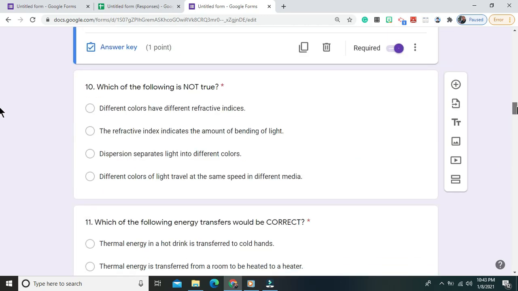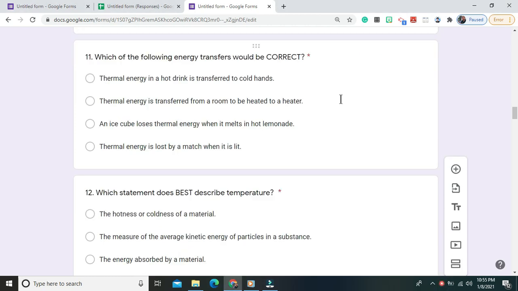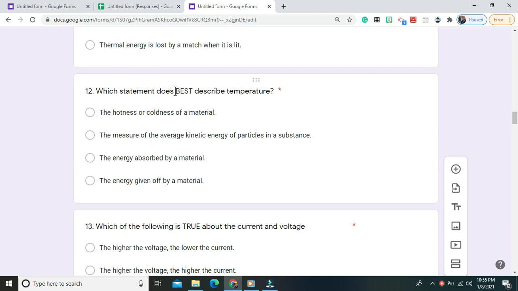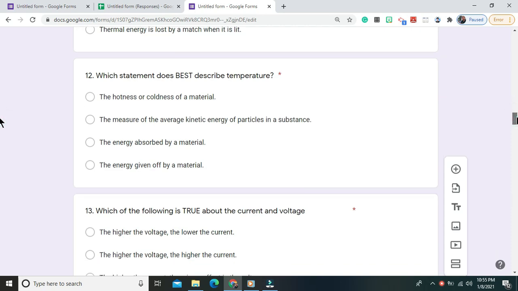Number 10. Which of the following is not true? The correct answer is different colors of light travel at the same speed in different media. Number 11. Which of the following energy transfers would be correct? The correct answer is thermal energy in a hot drink is transferred to cold hands. Number 12. Which statement does best describe temperature? The correct answer is the measure of the average kinetic energy of particles in a substance.